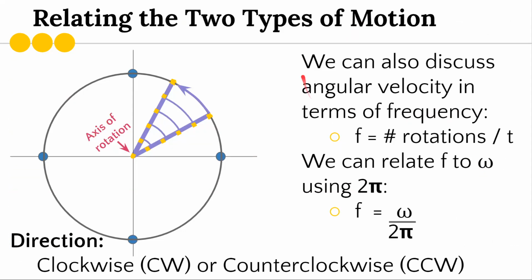Okay, we can also discuss angular velocity in terms of frequency. When we talk about frequency, we're looking at the number of rotations per unit of time. So it might be the number of rotations per second, depending on the object, if it rotates quickly. If it's slower, it might be a longer unit. And again, we can relate frequency to angular velocity using 2 pi, because we're talking again about the rotations about the circle. And so if you wanted to know the frequency of an object, you could set it equal to that angular velocity divided by 2 pi.